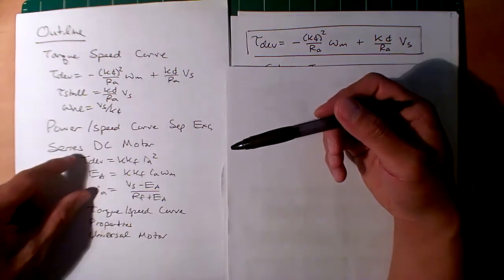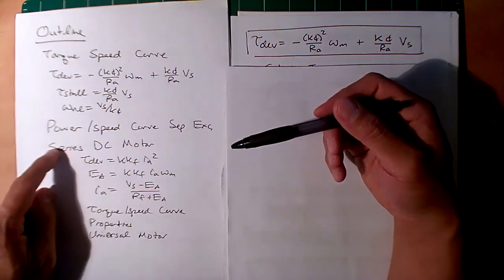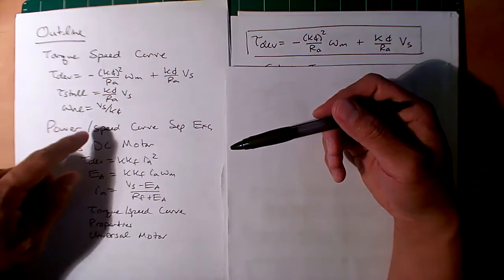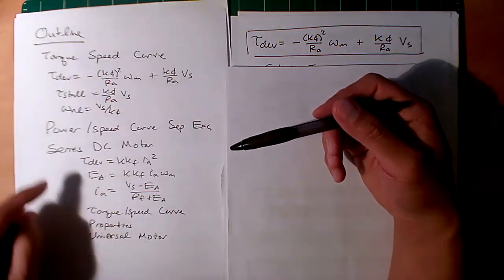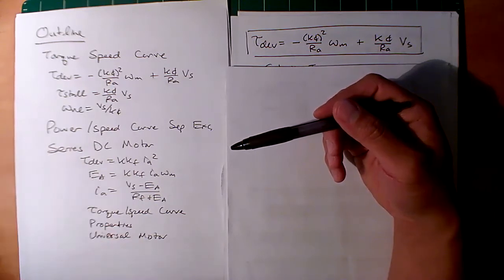We'll go over that. With that, we'll look at the torque speed curve for a series motor and contrast and compare it to what we have for a separately excited motor. We'll look at some properties, and then we'll see why a series motor is also called a universal motor.